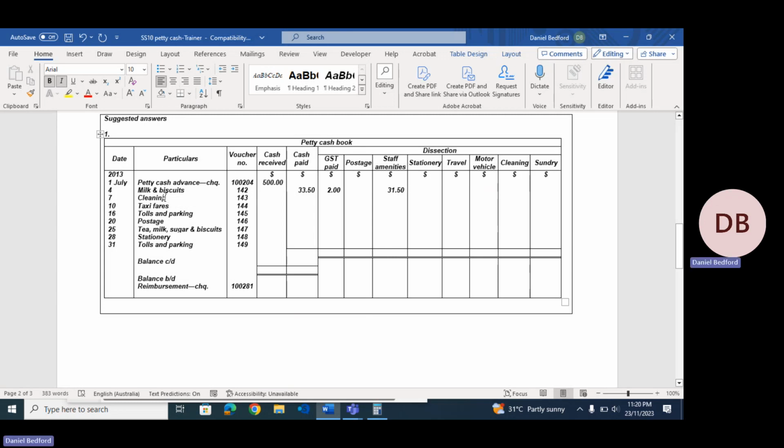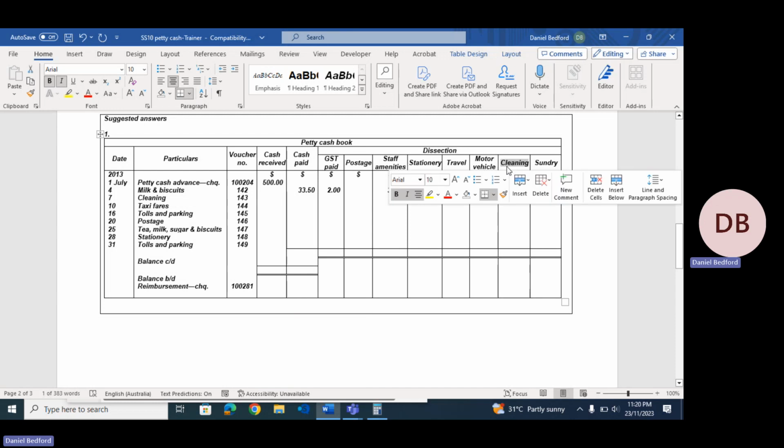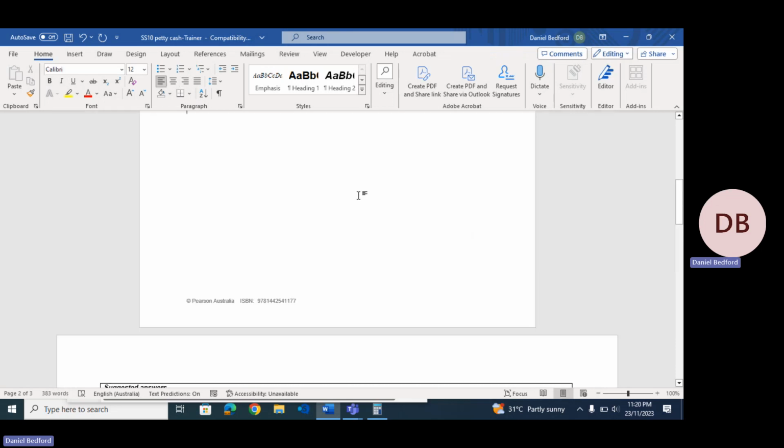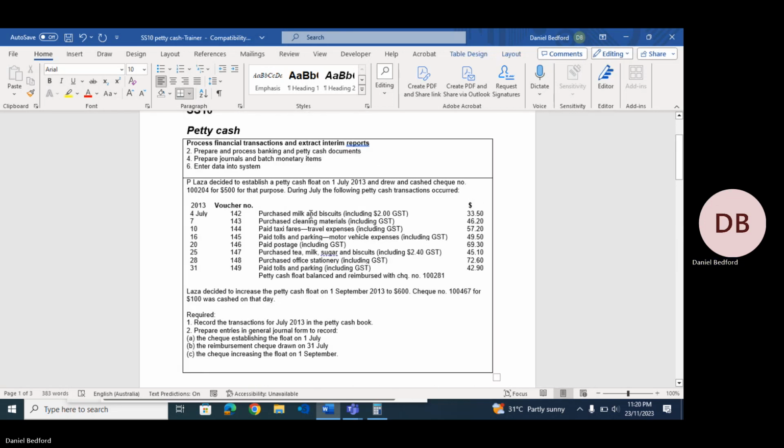But continuing on, we have our next transaction, which is for cleaning. And I can see over here we have a cleaning account. Cleaning expenses to be full. We just need the number and the amount of GST. Okay, so it says purchased cleaning materials, including GST, for $46.20.